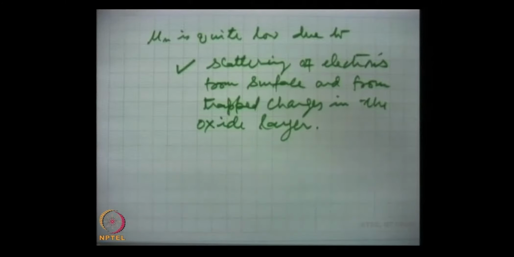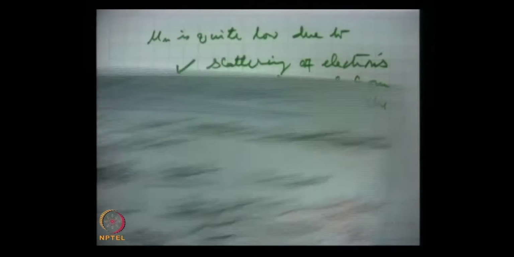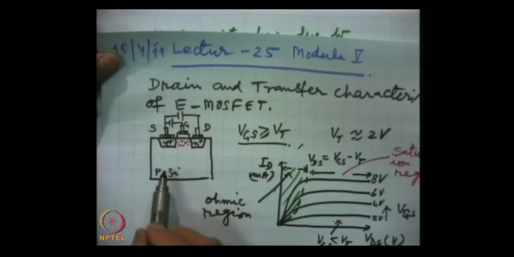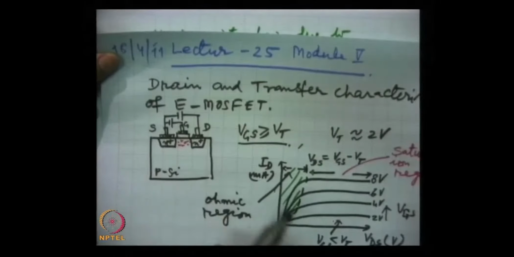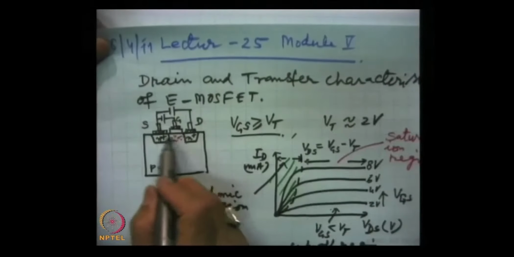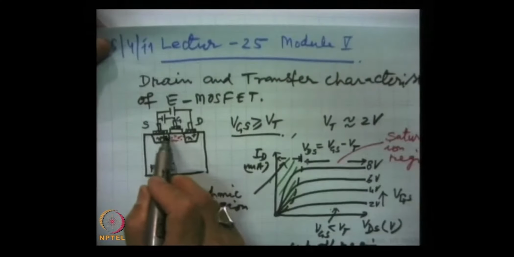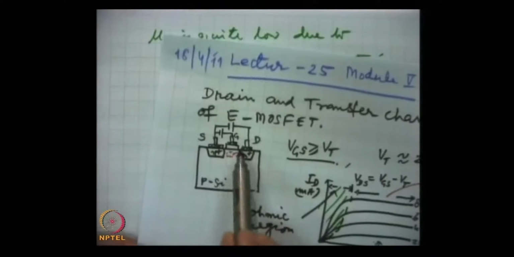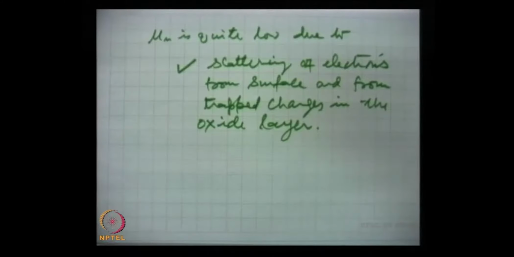What we are saying is that mobility of electrons normally in the bulk material is around 1500 centimeter square per volt second, but here this is a very thin layer. So, we talk of the surface mobility mu n, which is around 600, much less, and the reason is the scattering of these electrons from this surface and from the trapped charges in the oxide layer.